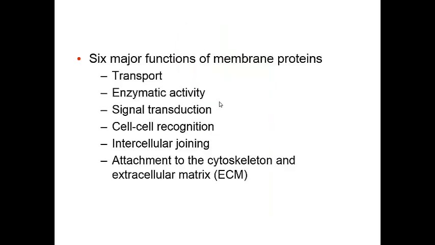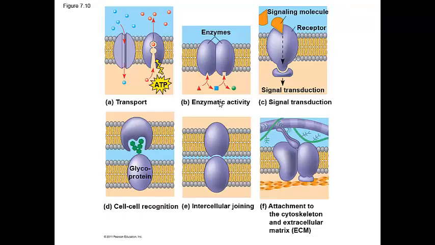There are 6 major functions of these membrane proteins. 1, these membrane proteins are going to be involved with transport. They're going to be used to move large or polar things into and out of the cell. 2, these proteins can function as enzymes. They can catalyze chemical reactions happening at the cell membrane. 3, they can function as receptors. They can be involved with signal transduction pathways, allowing one cell to communicate with another cell.